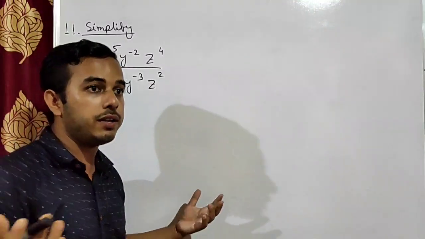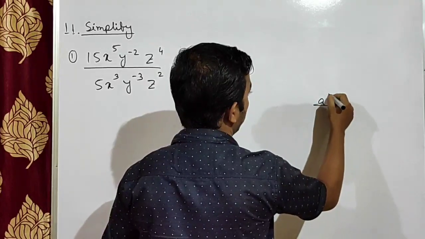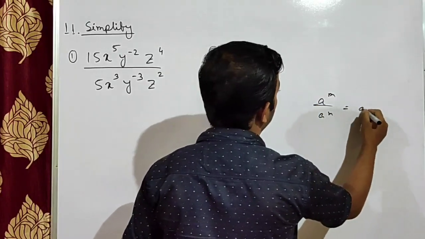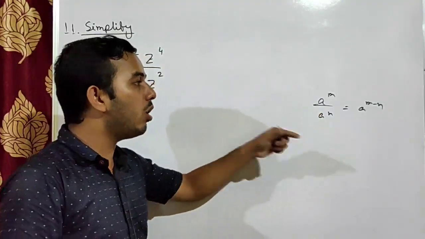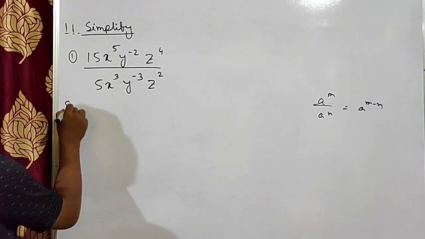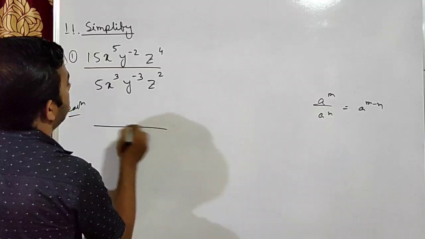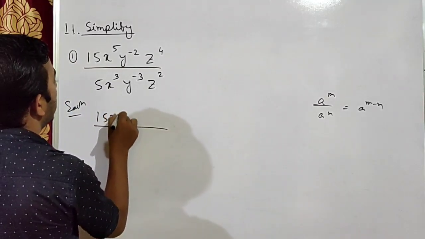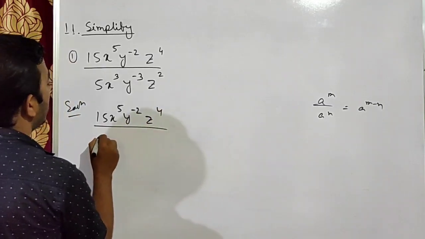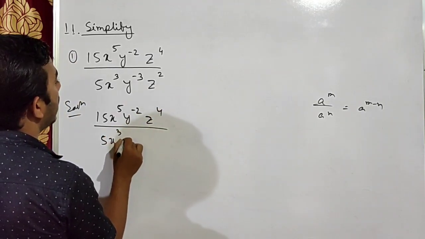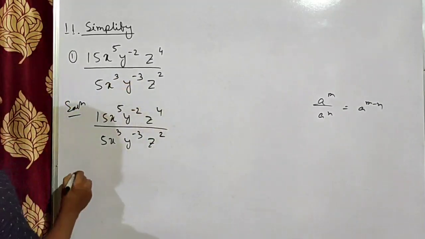We have one law, right? a to the power m divided by a to the power n equals a to the power m minus n. We know this law, and by using this law we'll solve this. First, we write the expression: 15x to the power 5, y to the power minus 2, z to the power 4, divided by 5x to the power 3, y to the power minus 3, z to the power 2. Clear? Okay, so how to proceed?